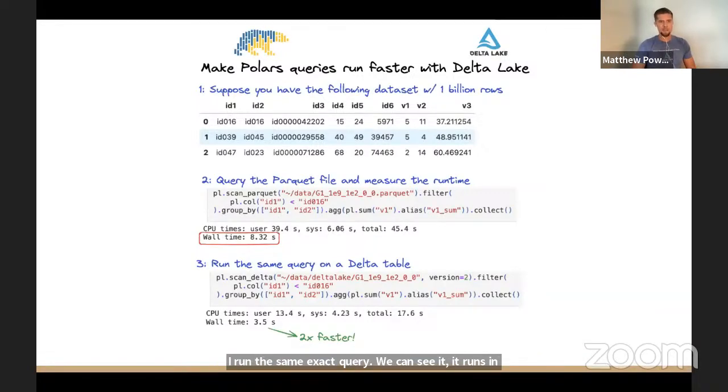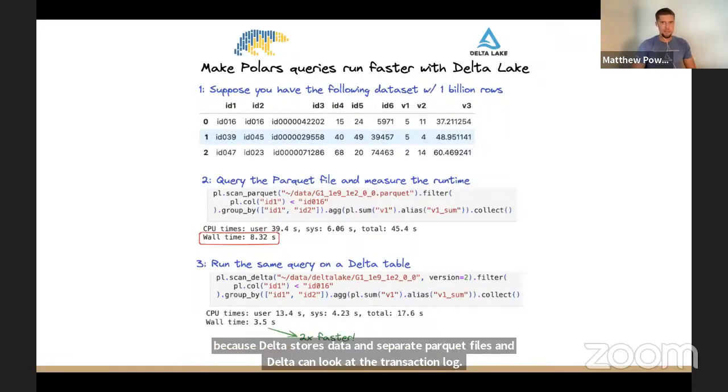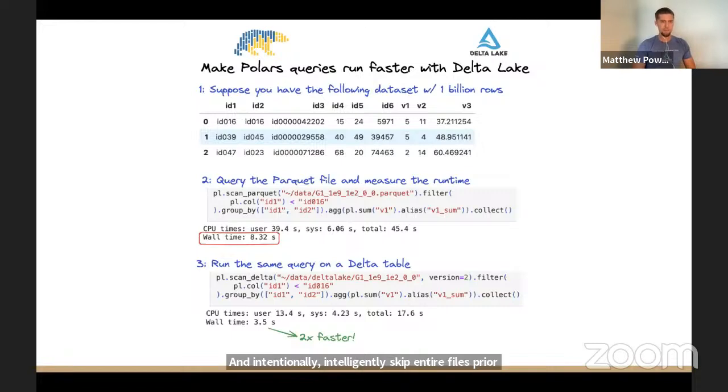Now, the reason the Delta query is running faster is because Delta stores data in separate Parquet files, and Delta can look at the transaction log and intelligently skip entire files prior to doing the row group skipping. So very often you'll get Delta queries that run a lot faster. And as Michael was alluding to earlier, you can z-order the data to make this even better.